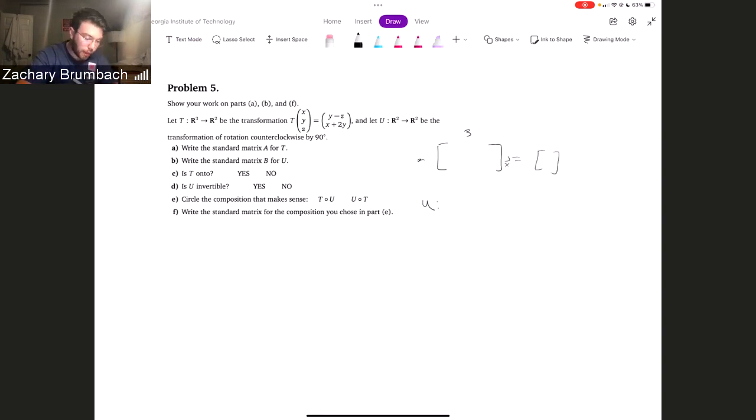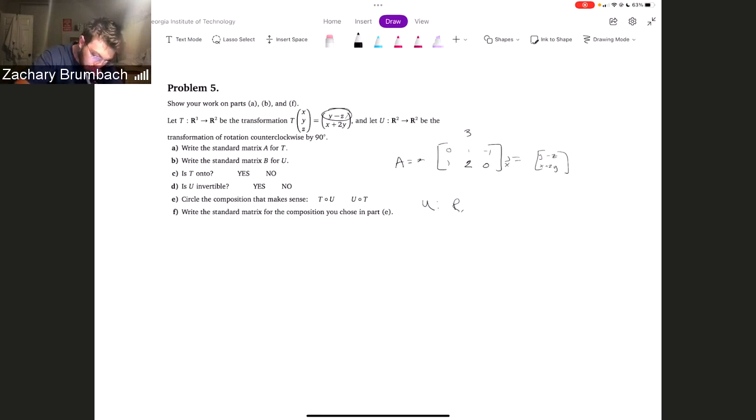For the matrix T, just going row by row, for our y minus z, how many x's are present? 0. How many y's are present? 1. How many z's are present? -1. For this bottom one, we have x plus 2y. We have 1x, and that's a 2 on the y, and 0z present there. That is our matrix A for T.